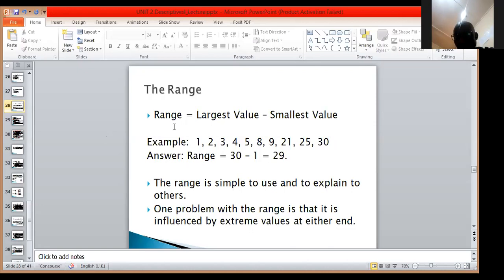Okay, so the range is the difference between the largest value and the smallest value. So when you are given a data set, all you need to do is find the highest figure and subtract the lowest figure. Like in this example, the highest figure was 30 and the lowest figure was 1. So our range is 30 minus 1, which is 29. So our range of this data set is 29.